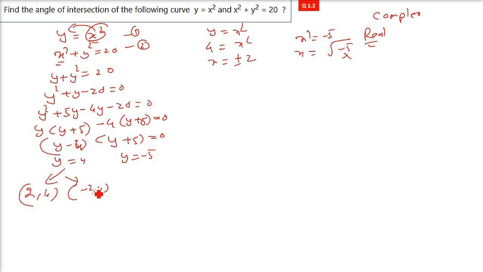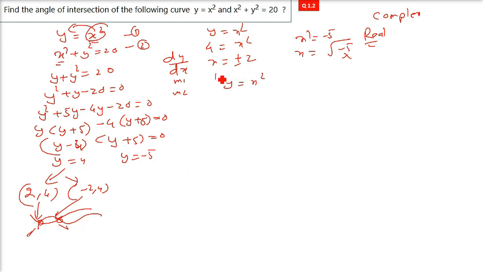So we have to find out the slope of the tangent. In order to find the tangent, you have to find dy by dx, which is the slope. For dy by dx, the first curve will be m1, the second curve will be m2. I am talking about two curves intersecting at 2 points: one point is 2, 4, and one point is negative 2, 4. We try to find the slopes of the tangents and then find the angle between them.